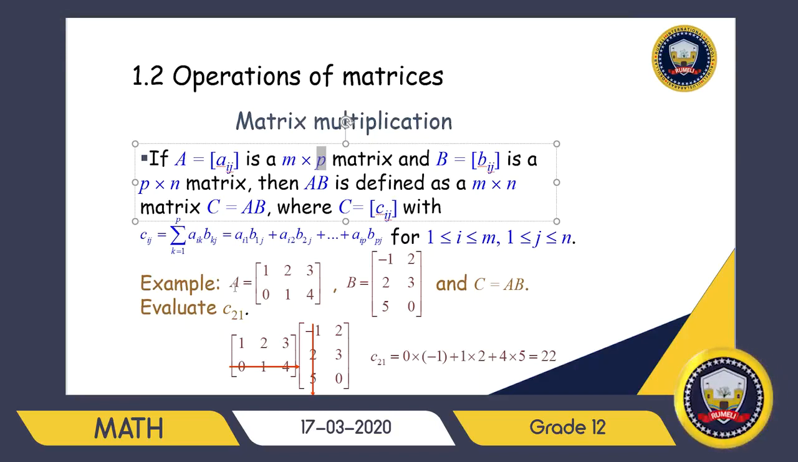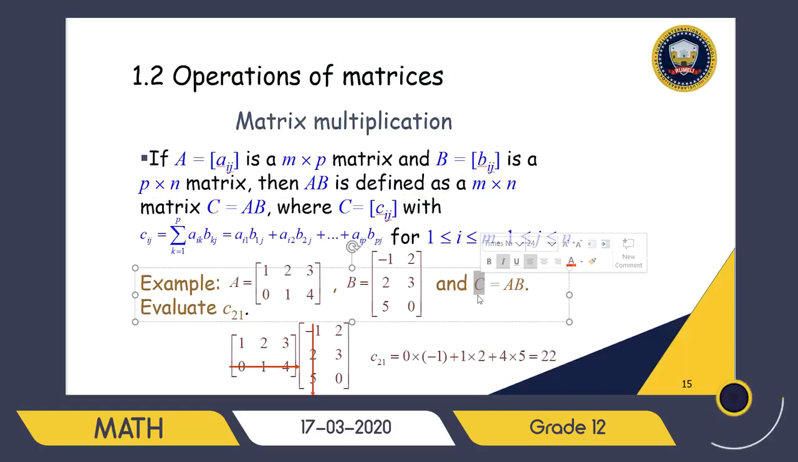Let's take an example of this operation. Let's have A, which has 3 columns and 2 rows. So this means the order of this A is 2 multiplied by 3. And let's take another matrix, which is B, and the dimension of this matrix is 3 rows multiplied by 2 columns. So the answer, which is in this case C, would be a new matrix. So how do we find the elements of this new matrix?